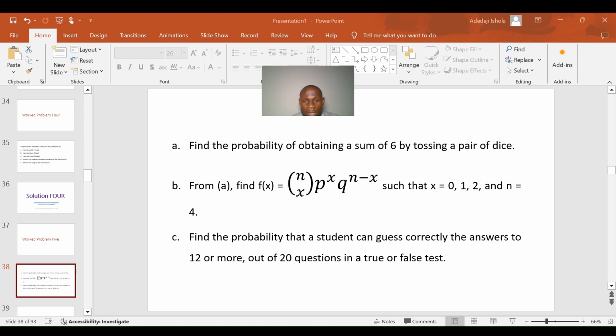We're asked to find the probability of obtaining a sum of 6 by tossing a pair of dice. That's the first question. And the other one, they give us a binomial distribution formula, and we're asked to find the probability where s equals 0, s equals 1, s equals 2, and n equals 4. And the last one, we have to find the probability that a student can guess correctly the answers to 12 or more out of 20 questions in a true or false test. Without much talking, let's go straight into solving this question.